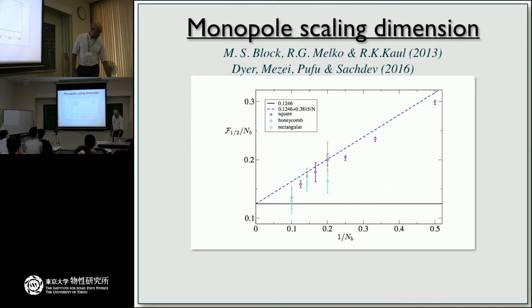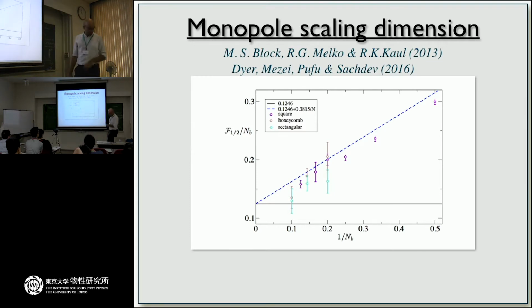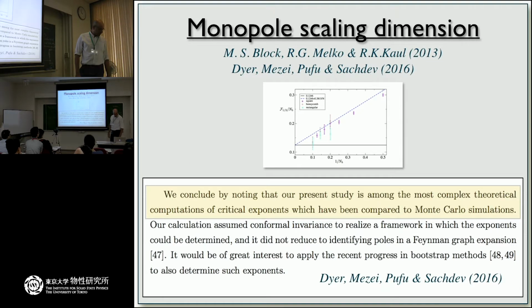But what was even more amazing is that these guys, Dyer, Mezei, Pufu, and Sachdev, so Subir said the calculation was too hard for him, so he started working with some string theorists at Princeton who managed to calculate the 1 over n correction to the VBS scaling dimension. This was done long after our numerical work. This is our numerical work which shows the VBS scaling dimension. This line is the n equal to infinity result, and this dashed line is the 1 over n correction. And it seems to agree reasonably well. From their paper, they note that this is among the most complex theoretical computations of critical exponents which have been compared to Monte Carlo simulations.